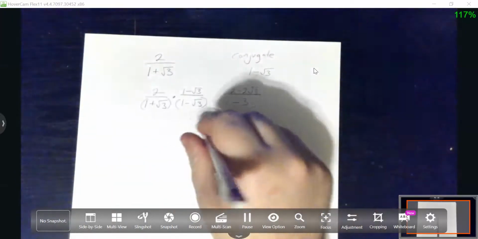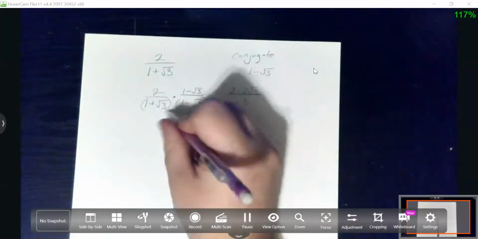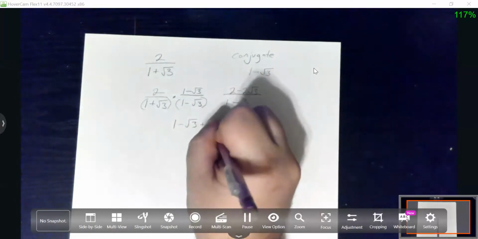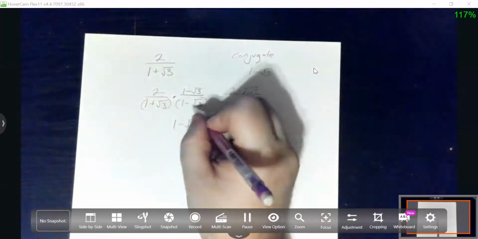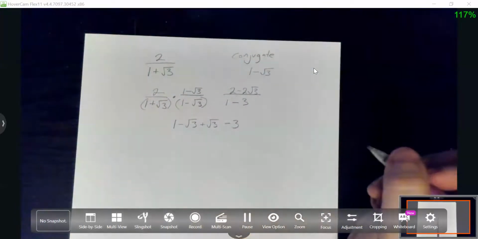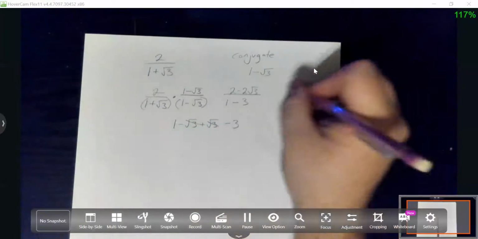I'll show off the steps this one time as a reminder. So we do first, that's 1 times 1 is 1. Outers minus root 3. Inners plus root 3. And last, square root of 3 times negative square root of 3 is minus 3. These cancel out, and we just get the 1 minus 3.